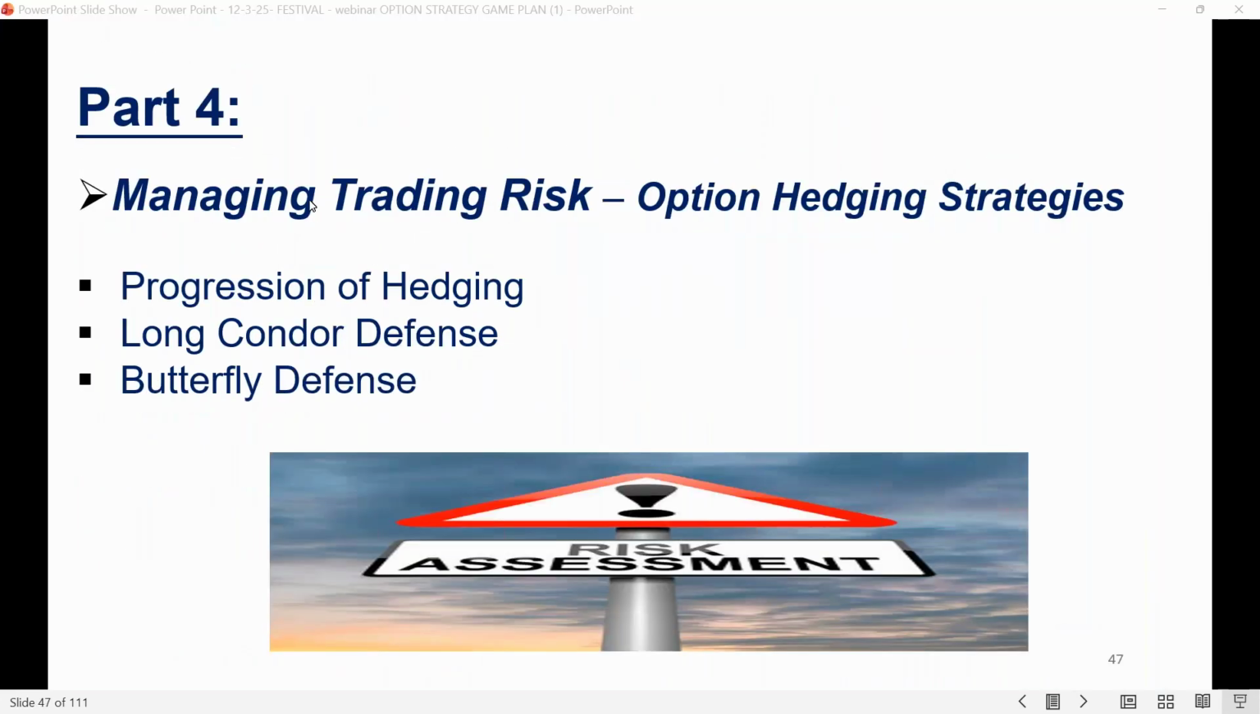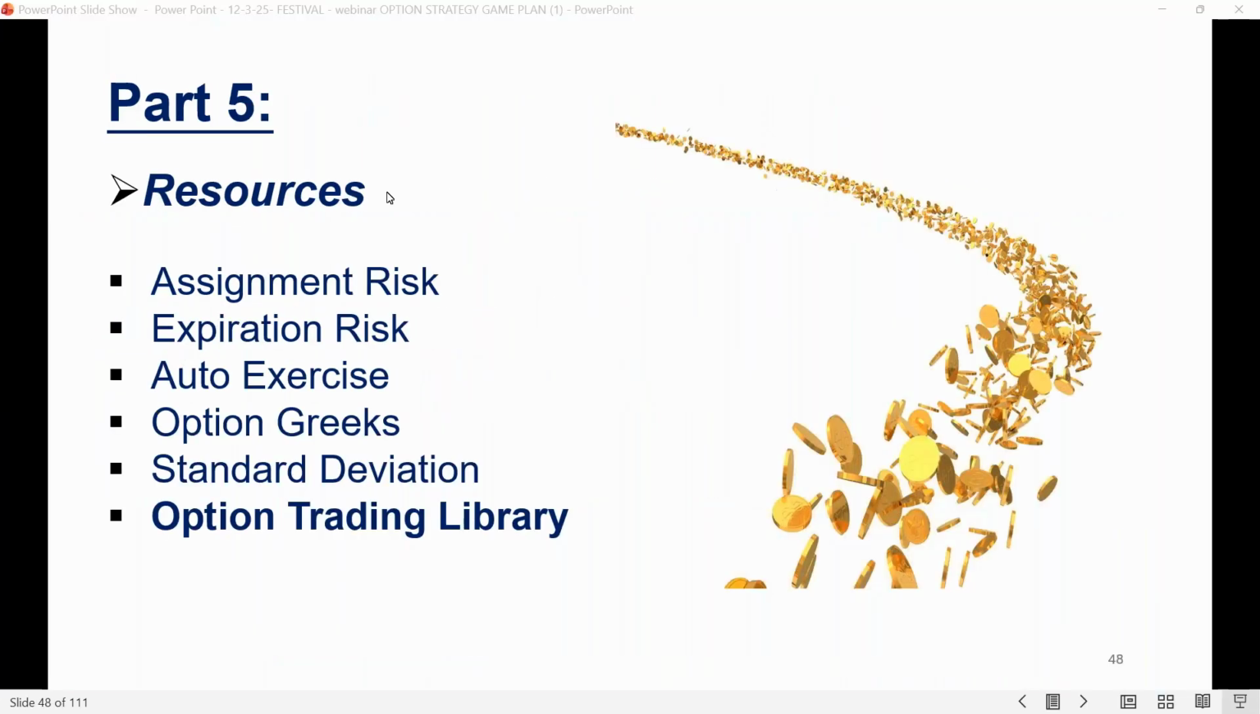And then in part 4, we're going to go through risk management, how you can hedge using these strategies, what I call progression of hedging, which then combines using the long condor defense and the butterfly defense. A big part of the course is that. And then the resources in the course cover assignment, expiration, and auto exercise risk, and how to manage those. So it's a very detailed, thorough course with a trading library.